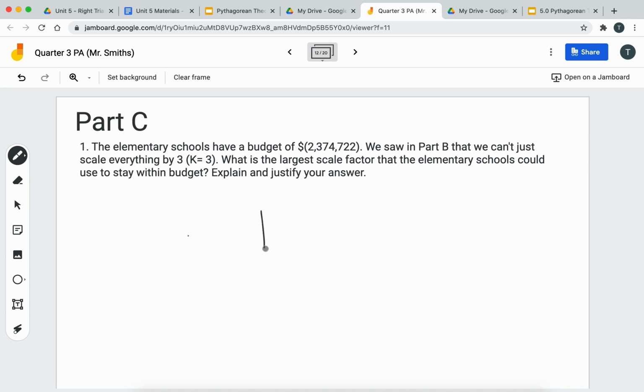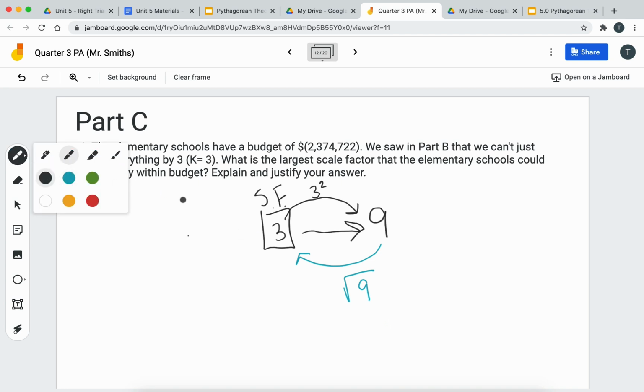When our scale factor was 3, our area got 9 times bigger. So what is the relationship of that? It looks like this is 3 squared. 3 times 3 is 9. And then how do I get back from 9 to 3? Well, this is the square root of 9. Interesting. So the scale factor of 3 is too big.